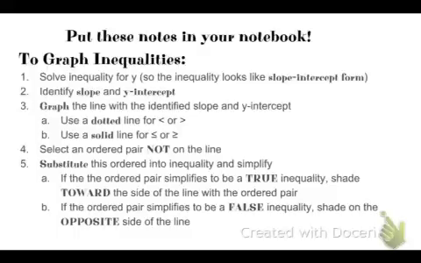From there, we're going to substitute. From there, we need to determine what half plane to shade. So we're going to substitute this ordered pair into the inequality and simplify. If the ordered pair simplifies to be a true inequality, we're going to shade towards the side of the line that contains the ordered pair. And if the ordered pair simplifies to be a false inequality, we're going to shade away from the ordered pair on the opposite side of the line. So we'll shade the other half plane. So we'll walk through some examples to make the idea of shading the solution set a little bit more clear.